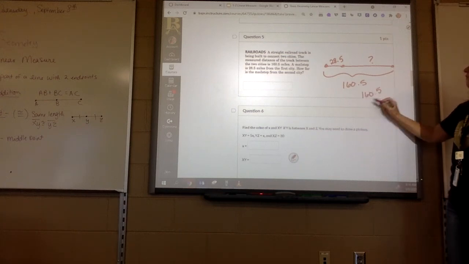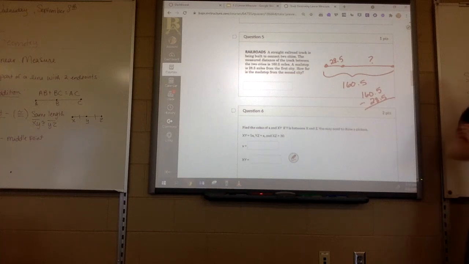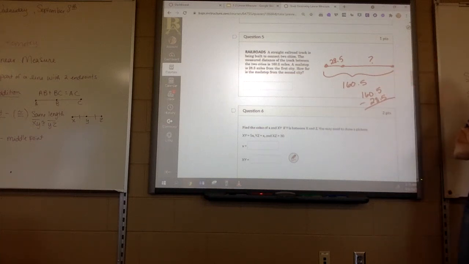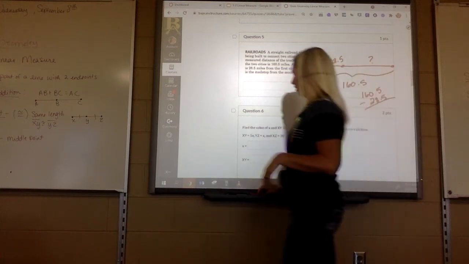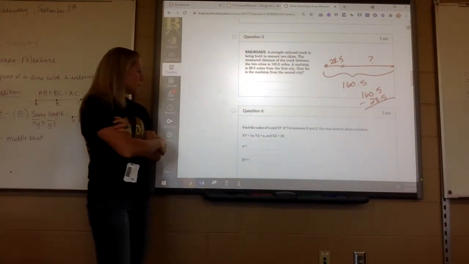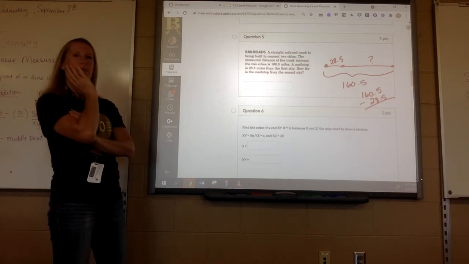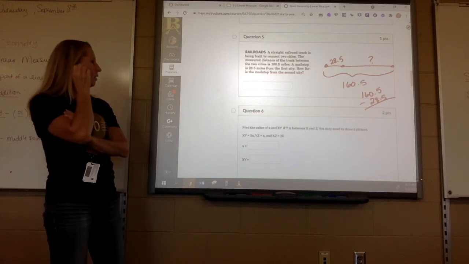Subtract 160.5 minus 28.5. Do you see how much easier it is when you draw the picture though? So do 160.5 minus 28.5. Yeah, 132. Got it right.